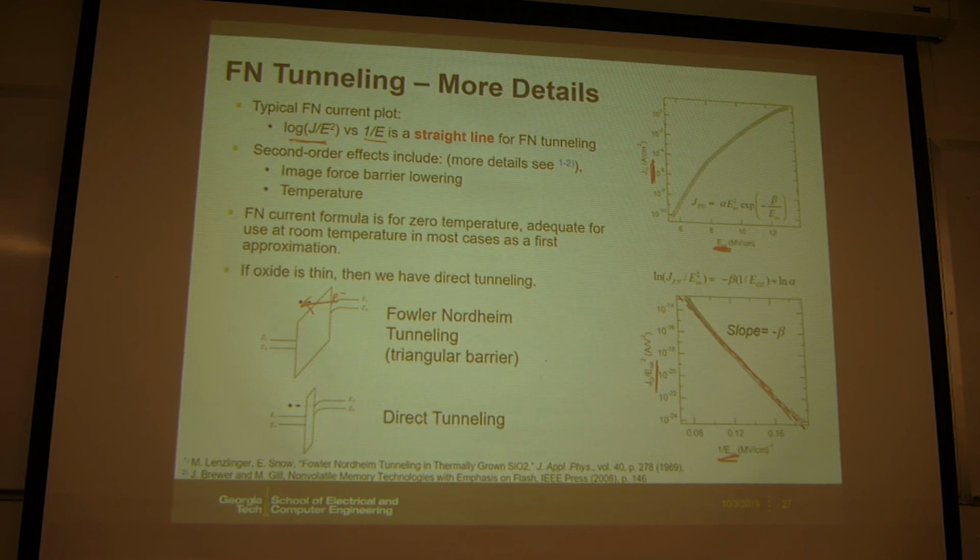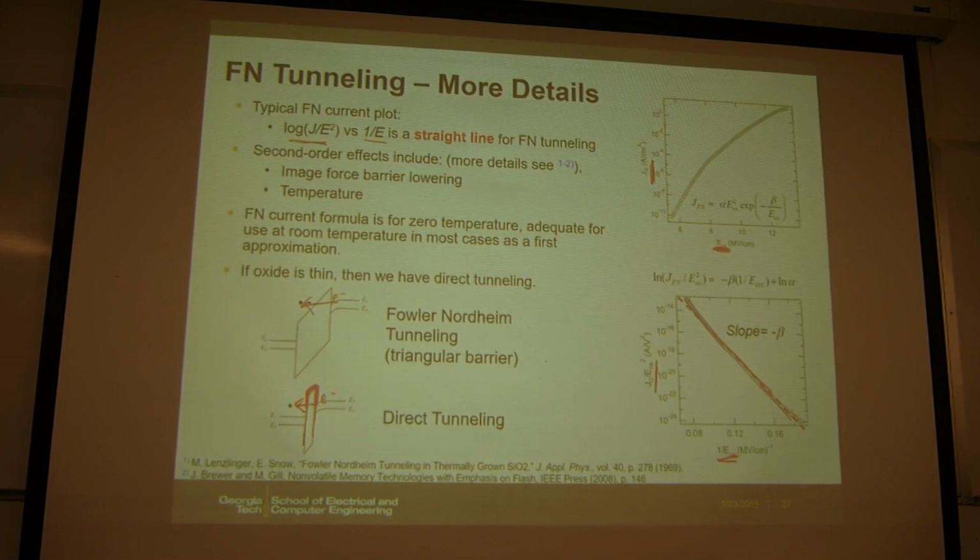But if this barrier is very thin, electrons will see a trapezoidal shape of barrier. In this case, it's called direct tunneling. This happens when the oxide is very thin, like 2 or 3 nanometers. But in the flash, the oxide is thick, like 8 or 9 nanometers. So the direct tunneling will not happen. So only the FN tunneling will happen.